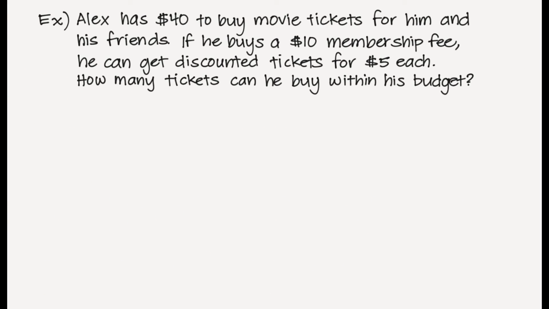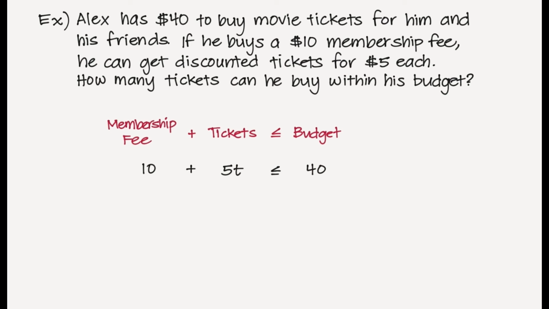We have one word problem to finish off with. And it says, Alex has $40 to buy movie tickets for him and his friends. If he buys a $10 membership fee, he can get discounted tickets for $5 each. How many tickets can he buy within his budget? So his expenses would be the membership fee and the tickets that need to be less than whatever money he has budgeted. So that's a $10 fee, and $5 per ticket needs to be less than or equal to $40. So that is the inequality to represent this situation.